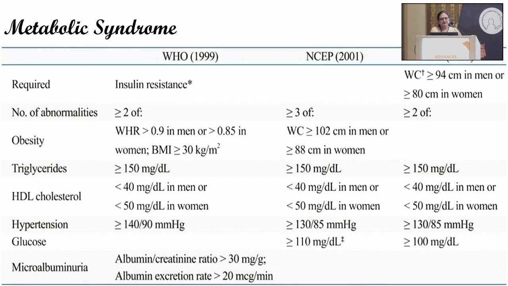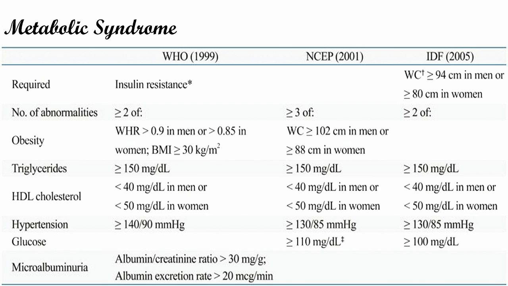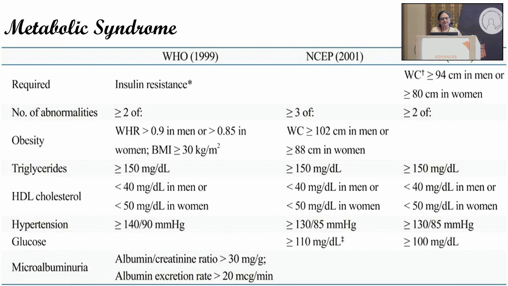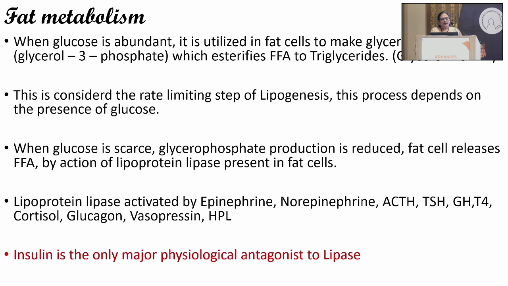Now, this is metabolic syndrome. You all know the different classifications: 2 out of 3, or 3 out of 5 for most, and waist circumference is taken in NCEP, waist-hip ratio in WHO. A bit about fat metabolism. That's why I asked whether PGs are there.